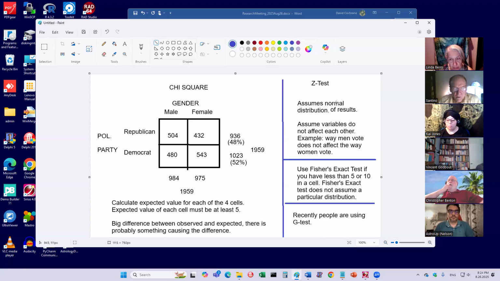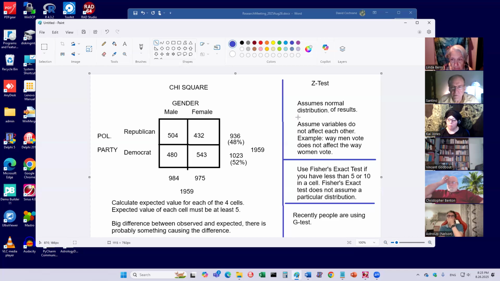Fisher's exact test, we call it conservative, is what Christopher just said. Another way of saying it is it has less power. In other words, if Fisher's exact test finds a big difference, there's a difference, because it's not making any assumptions. The z-test is assuming the distribution is normal. If the distribution is not normal, then you're getting fake results, you might say.